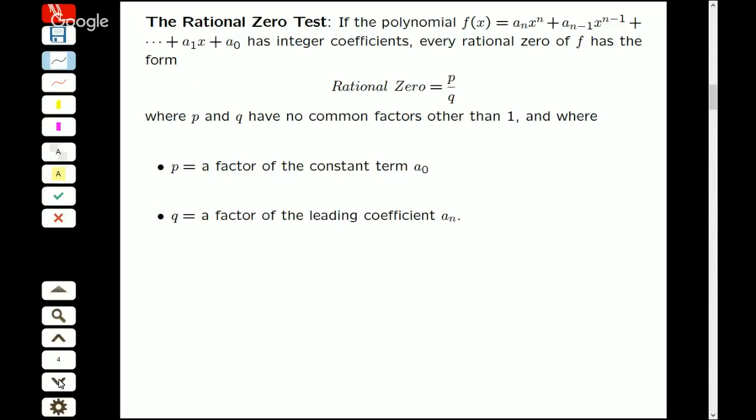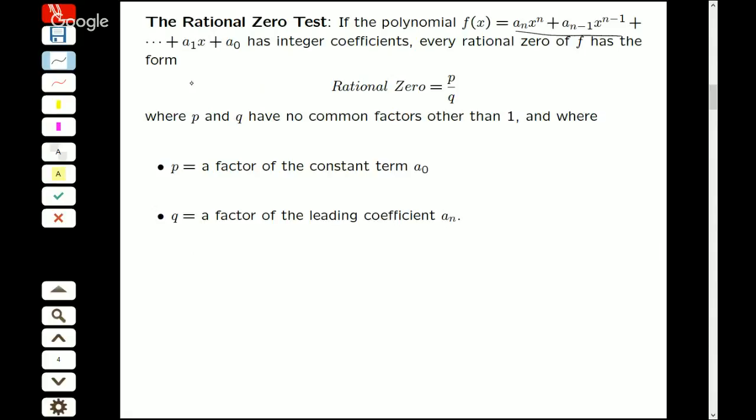But it's a guess and check method. You're going to list a whole bunch of things that could possibly work, and then you're going to check them until you find all of them that do work. How do you know when to stop? You stop when you have the number of zeros that you're looking for, or nothing worked. That's when you stop.